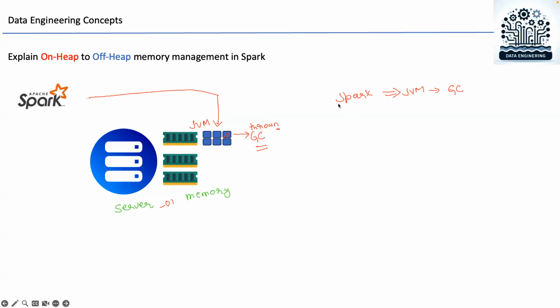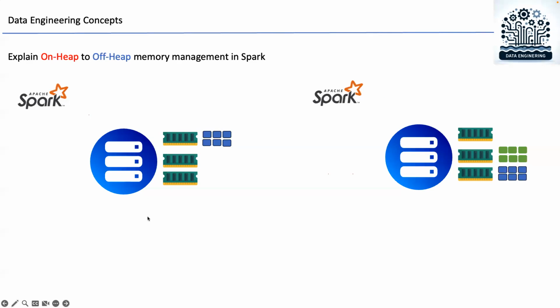Well, then what exactly is off heap memory management? Let us try to understand that now. So this is on heap, right? And this is off heap memory management. In the off heap memory management, we have the JVM memory, but we are allowing Spark to store its objects in other available memory spaces also. So these are Spark objects basically, that is the data or the code, anything that is stored outside the JVM.